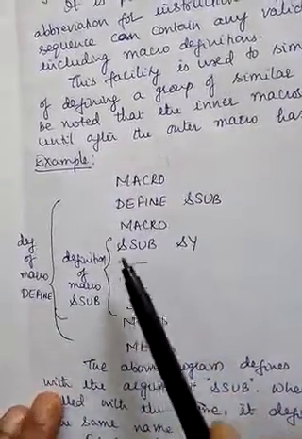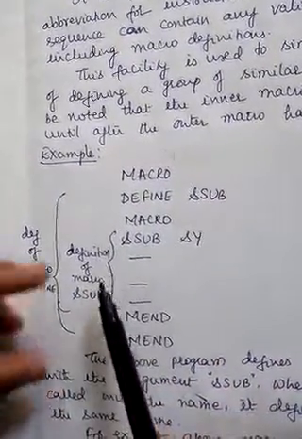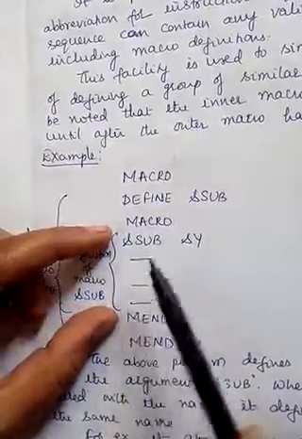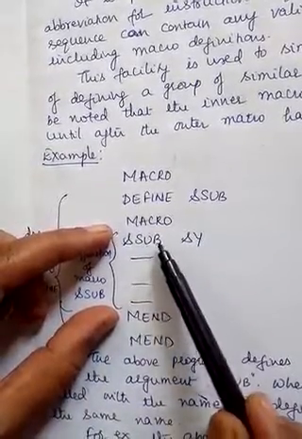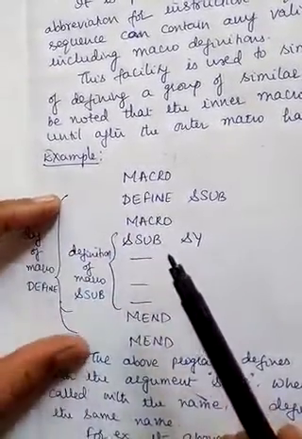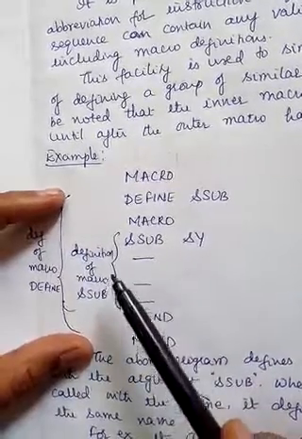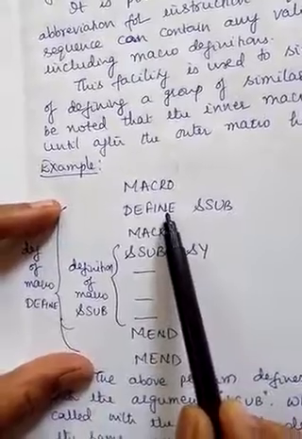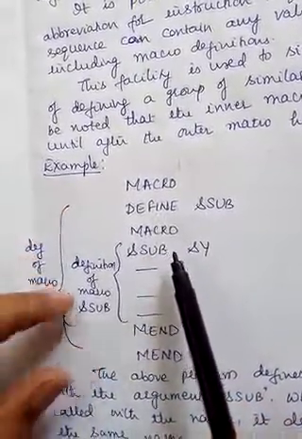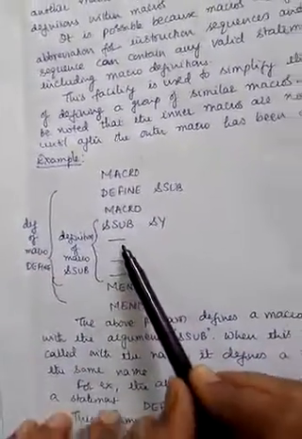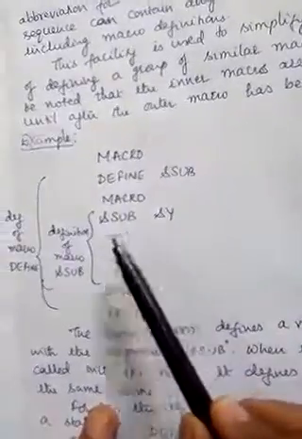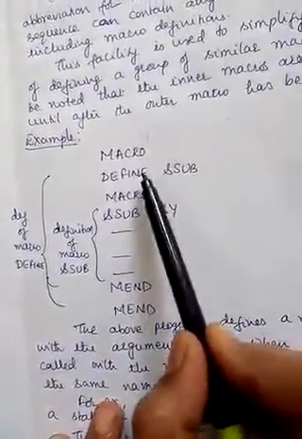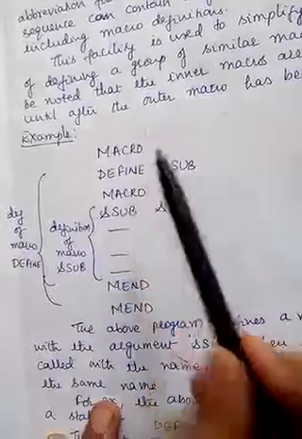So now this becomes the definition of the inner macro named sub, and from here to here it becomes the definition of the outer macro named define. Now when the inner macro is to be defined, that happens only when this outer macro define is called.